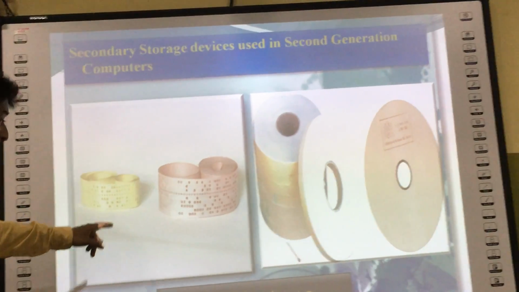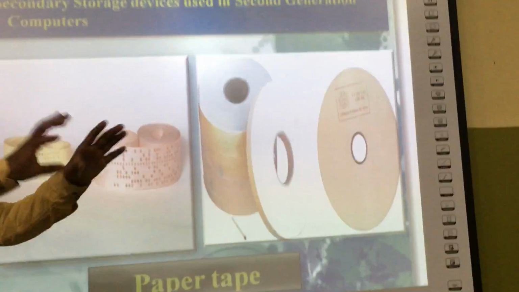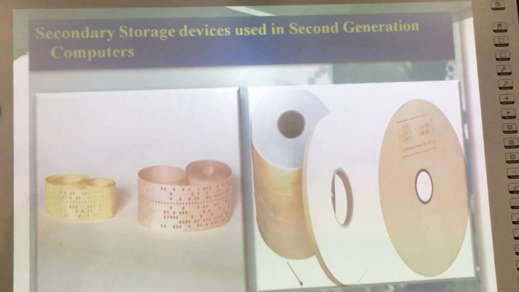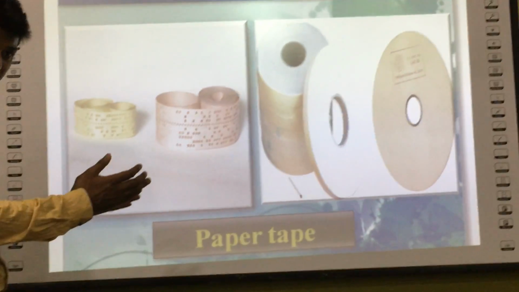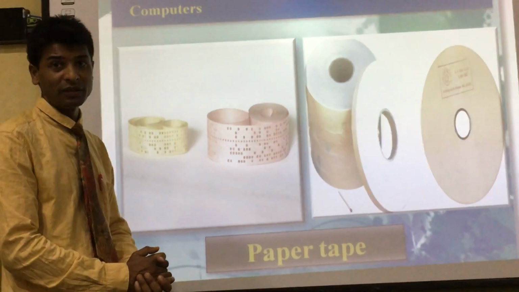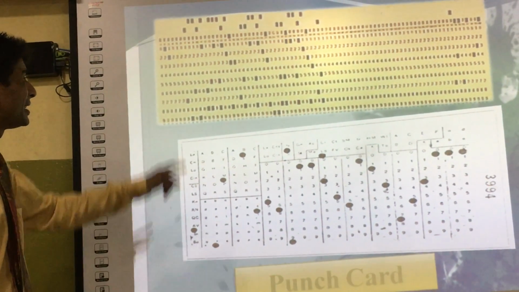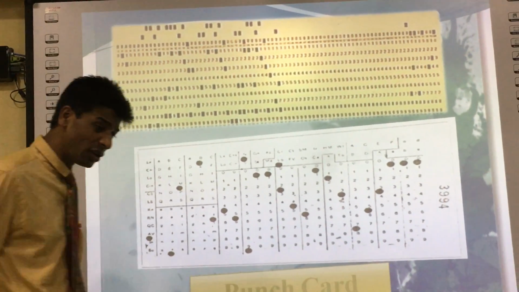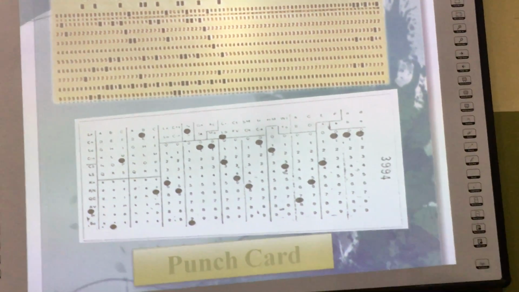Now, this is paper tape. In first generation computers we saw pictures of magnetic tape, but this is paper tape. Paper tape is a storage device used in second generation computers for storing data. Please go to the next slide. Now this is a punch card. Both are punch cards. This was also used in second generation computers for storing purposes.